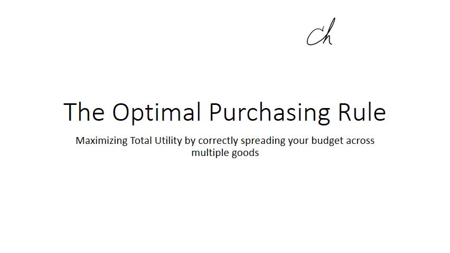Okay, let's do chapter 10, part 2. And I want to talk to you about the optimal purchasing rule. Life's a little more complicated than our story about the kid collecting blueberries. So we've got to figure out how to maximize total utility when you've got a budget and you've got multiple things to choose from.